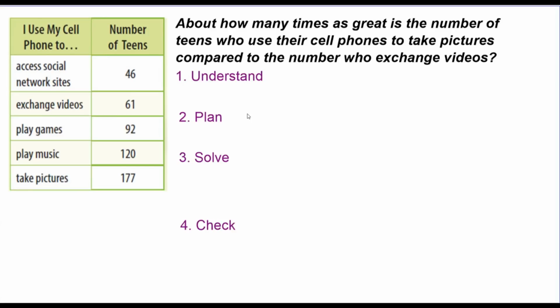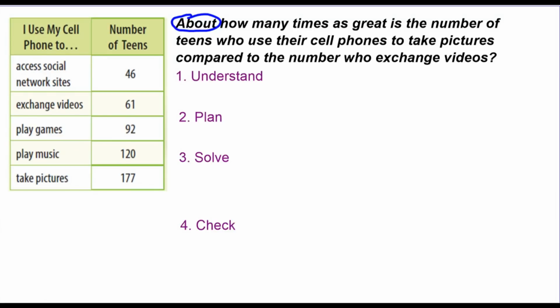Well, first of all, I noticed that we are looking for an estimate. We're not looking for an exact answer. So that's always important to identify. Am I looking for an exact answer, or am I just looking for an estimate? Will an estimate be good enough? And a really good indicator of that is this word about. About how many times as great is the number of teens who use their cell phone to take pictures compared to the number who exchange videos.